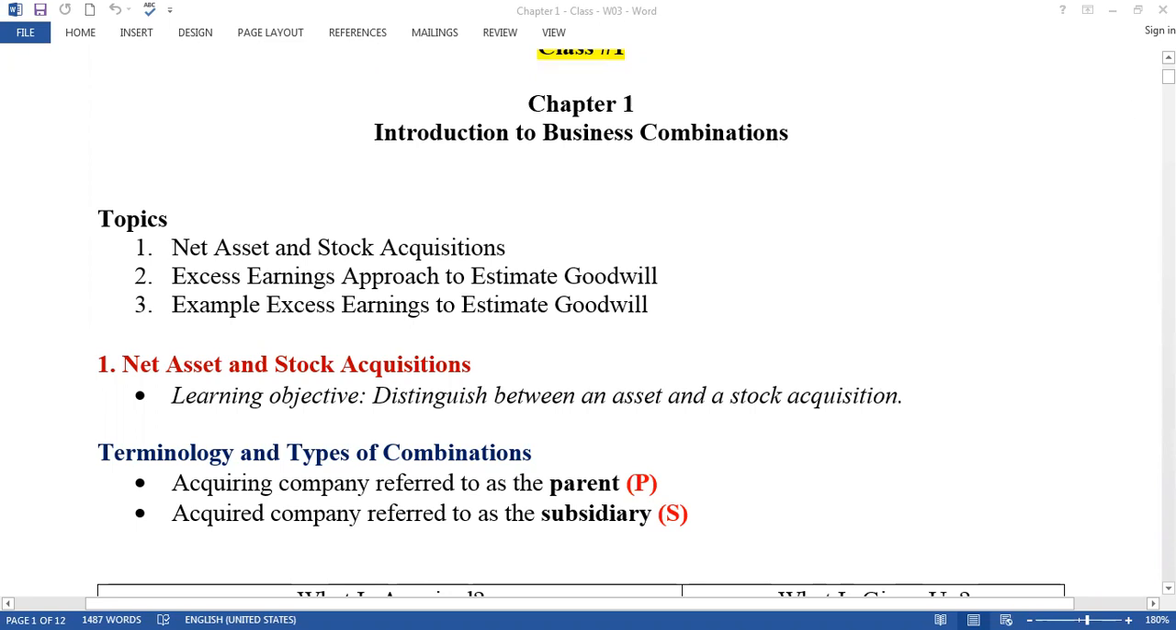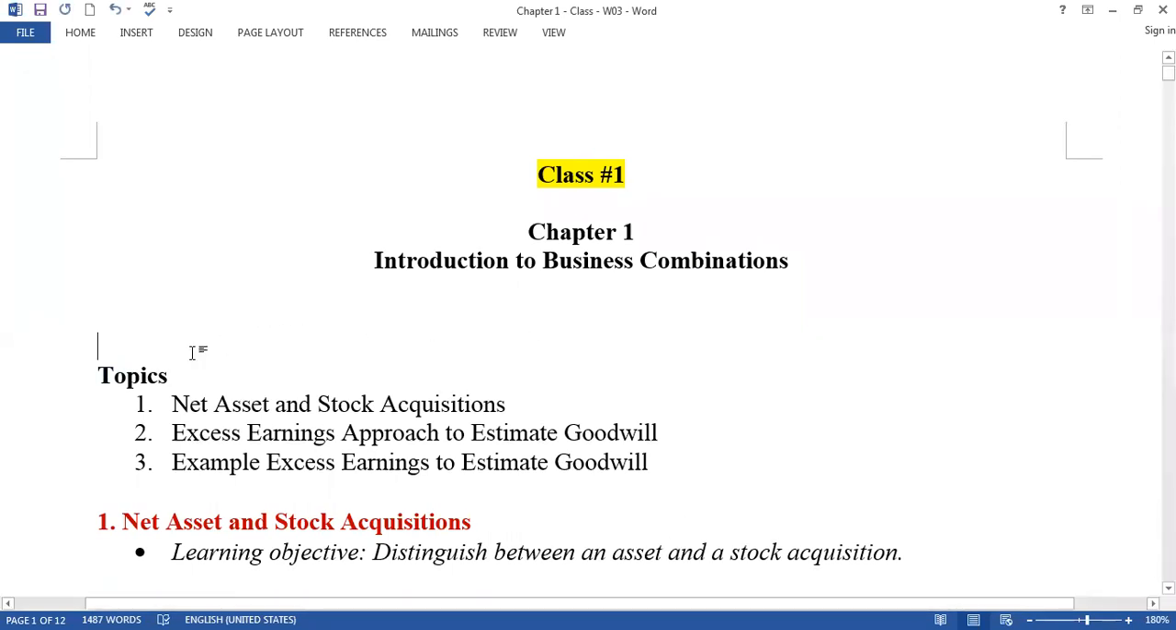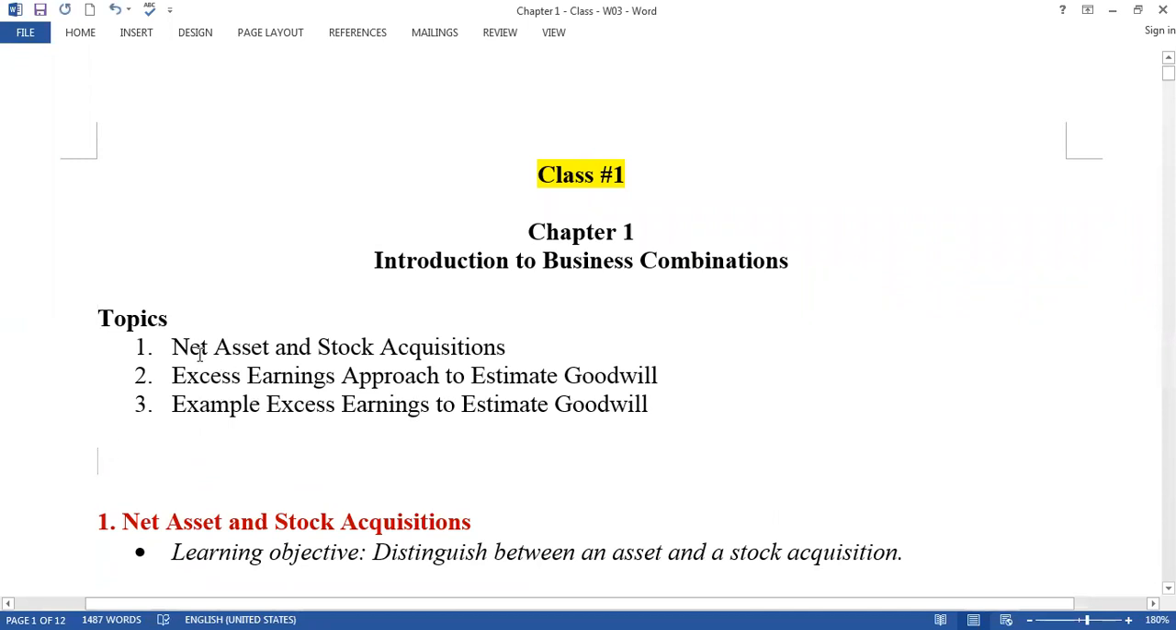Okay, good afternoon, everyone. So this is our new chapter, and the title of this chapter is called the Introduction to Business Combination. This chapter is quite easy to handle, very, very easy. So try to understand what we are going to learn from this chapter. These are the topics that we are going to learn.